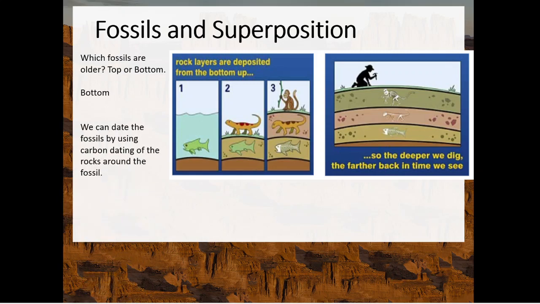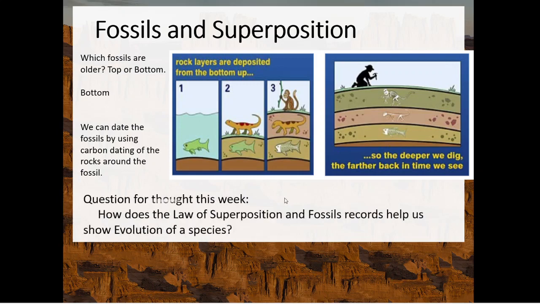We can date the fossils by using what we call carbon dating. You'll learn about how carbon dating works with nuclear chemistry when you get into chemistry class. But they use carbon dating, which is how much carbon is broken down over a certain period of time, and they can date those rocks based on how much carbon is left. Because the dirt around it has a certain age, they know how old the fossil is.